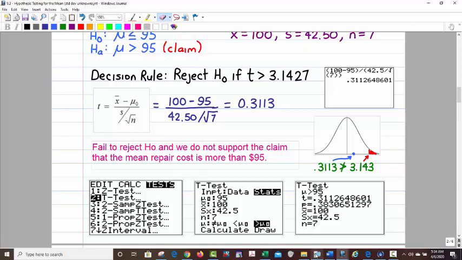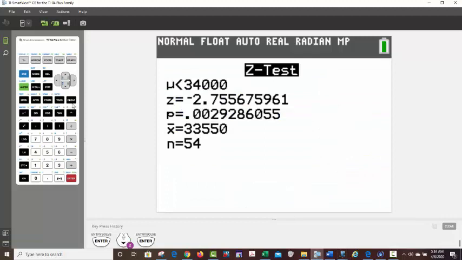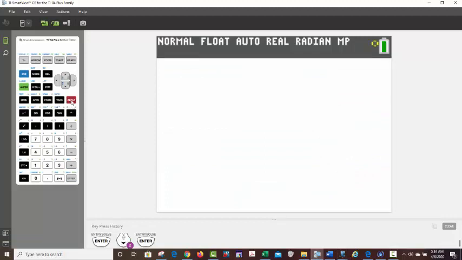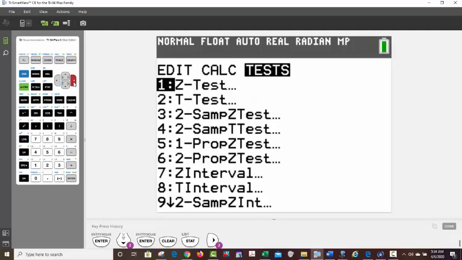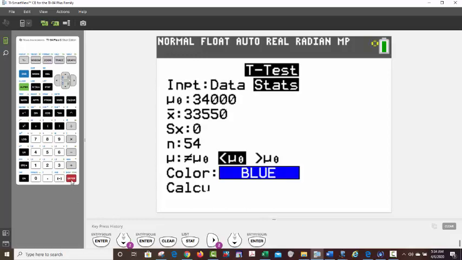So let's put the calculator to work here. Stat, test, T-test, number 2. And as I mentioned in the video for Z, the hypothesis tests are going to be 1 and 2, Z-test and T-test. 7 and 8 are the confidence intervals, because they say interval. Makes sense. Enter. The mu0 was 100.